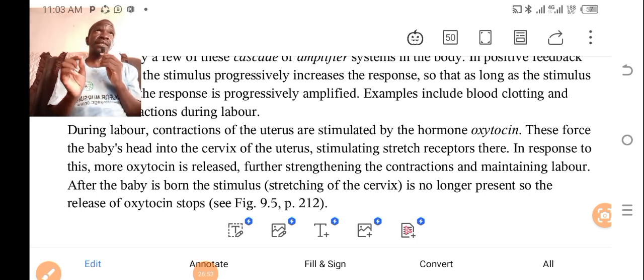So how does this negative feedback mechanism work? How does it reverse the temperature? How does it reverse the blood pressure? How does it negate the original stimulus? It works with the control center, right? It has got the detector system, the control center, and the effector system. This is what we have learned.